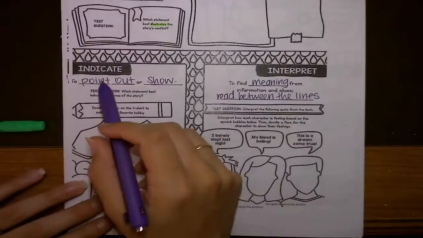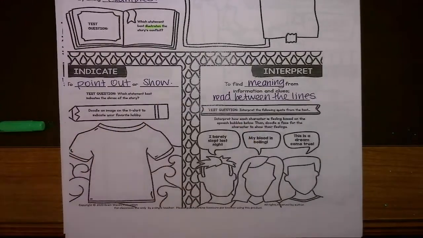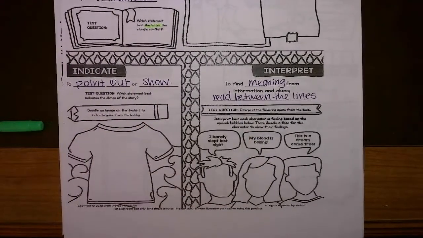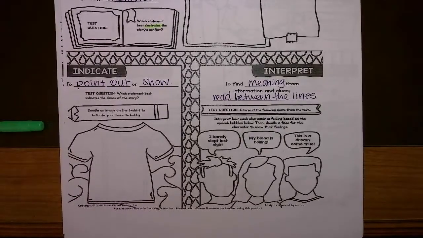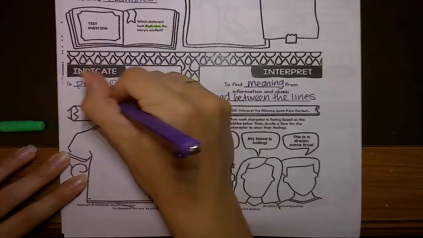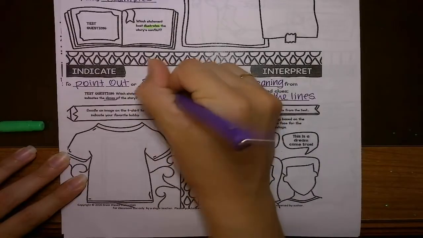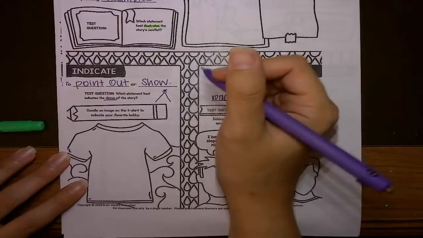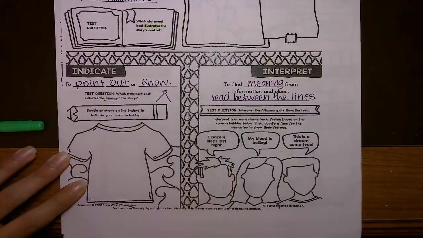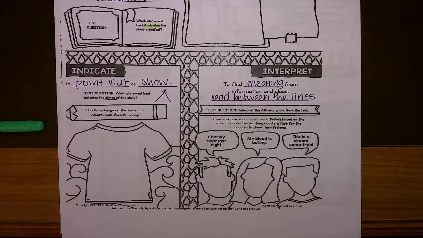Okay. Indicate is to point out or show. So if I said to you, indicate to me where the folder is, you would say, there it is, Mrs. Sutton. Which statement best indicates the climax of the story? The peak. The turning point. Yeah, the highest point. So if I said, in Bud, Not Buddy, go find the sentence or the paragraph that shows the biggest climax, what would that be?